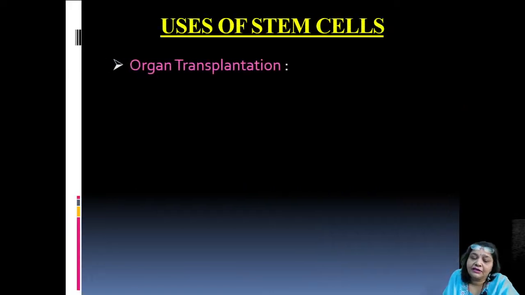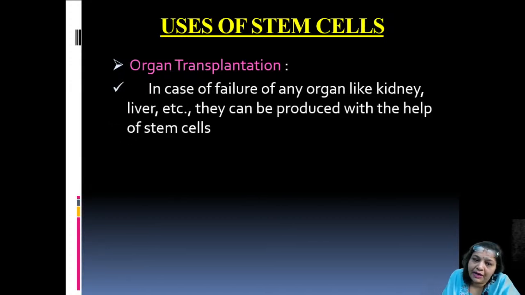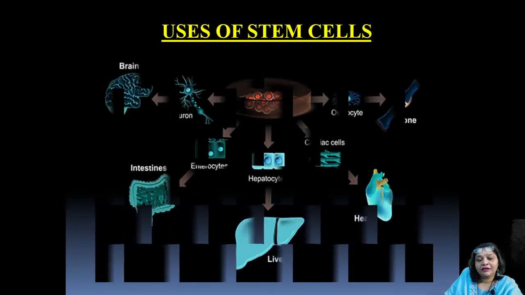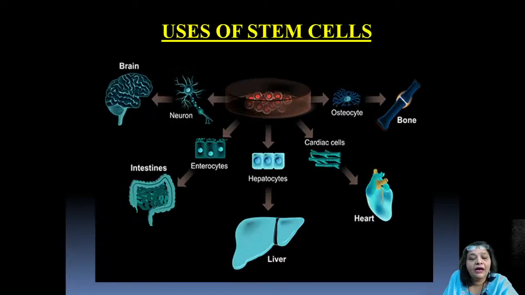Now another use is in organ transplantation. In case of failure of any organ like kidney, liver, etc., they can be produced with the help of stem cells. Like here you can see an organ, the ear pinna, being generated, not only regenerated, but also transplanted successfully. Other uses: you can see how stem cells can be utilized to grow various organs like the brain, the intestines, the liver, heart, and the bones through differentiation of the stem cells into various types of tissues.